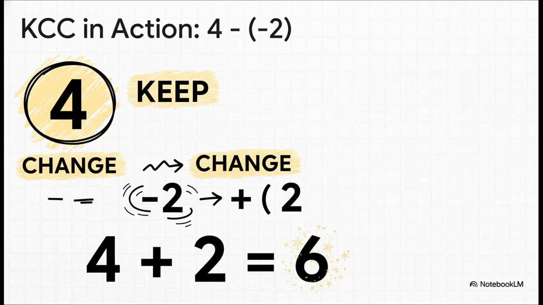So let's try KCC on that tricky problem from before. 4 minus -2. Okay, step 1, we keep the 4. Step 2, we change the minus sign to a plus sign. And step 3, we change the -2 to a +2. And just like that, our new problem is 4 plus 2, which is obviously 6. It works every single time, and it makes sense, doesn't it? Taking away a debt is the same thing as gaining money.